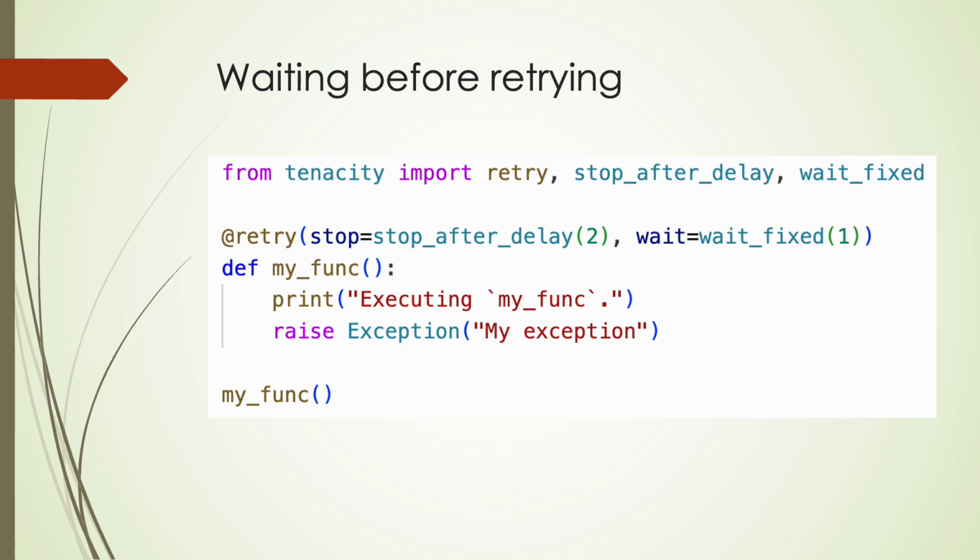Oftentimes, we don't want to restart a function immediately after it fails, but want to wait some seconds before retries. This can be achieved with the wait_fixed option. The wait_fixed option accepts a fixed number of seconds to wait before retries. We can also use wait_random to wait for some random number of seconds.